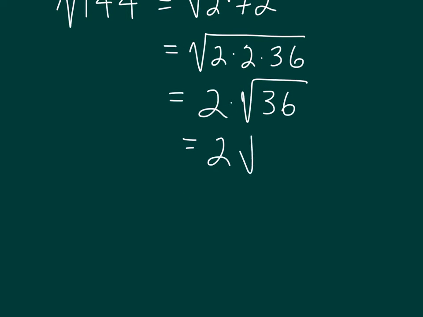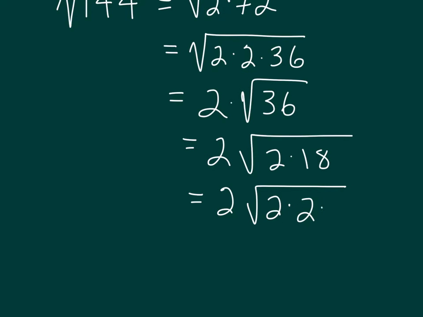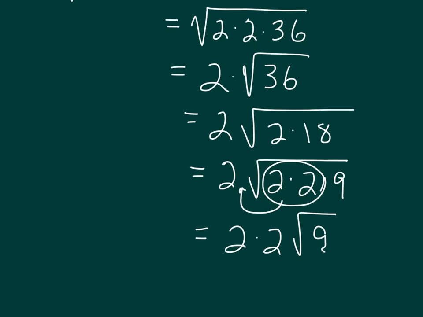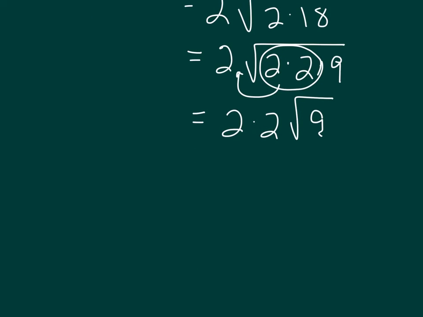So I'm going to think of that as maybe 2 times 18. And I'm going to keep on going. 18 happens to be 2 times 9. So now I have another pair of 2's that can come out again. So I have the 2 from before, and then I'm going to have another 2 that just came out, and then I have the square root of 9. And maybe I still don't know that 9 is a perfect square.